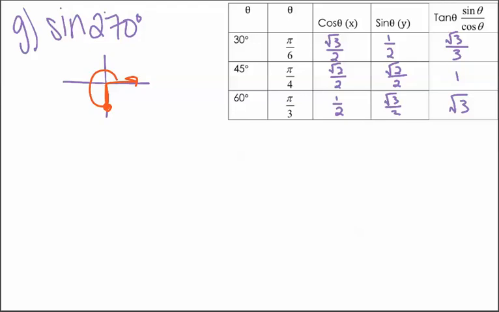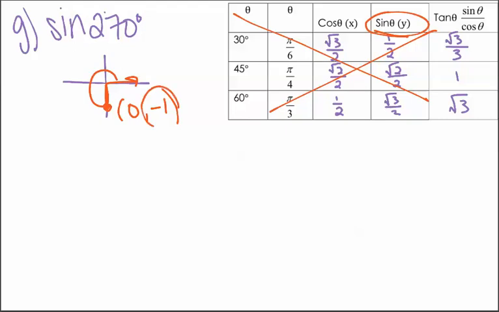When I say bypass the ordered pair, I mean bypass the chart. You do not need a chart for quadrantal angles. You just need the ordered pair. The ordered pair here would be 0, negative 1, and that's from section 9.2. So now we want sine of 270 degrees, and remember that sine goes with y, so that's going to be my y coordinate there of negative 1.